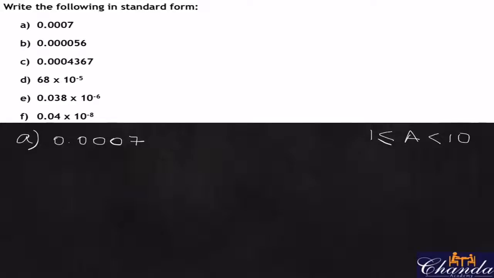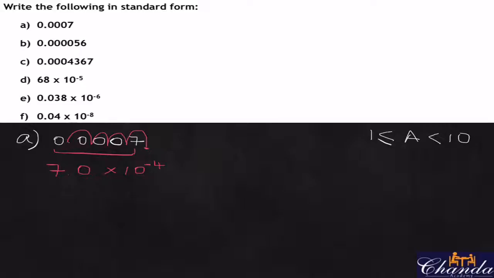To turn this number into one that's between 1 and 10, I'll have to move this decimal point 1, 2, 3, and 4 places, because that turns it into 7.0, which is 7, and that falls within the range. Remember, as we discussed, if we're moving the decimal point in the original number to the right, then we have to multiply by a negative index. Since we moved it 4 spots to the right, that'll be multiplied by 10 to the power of negative 4.